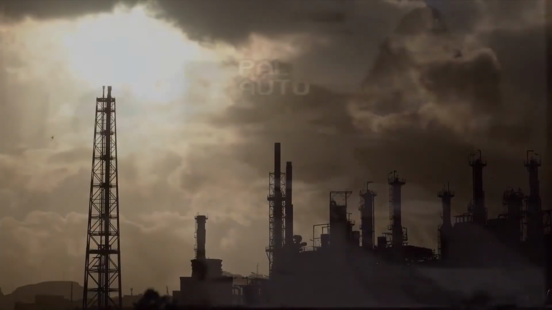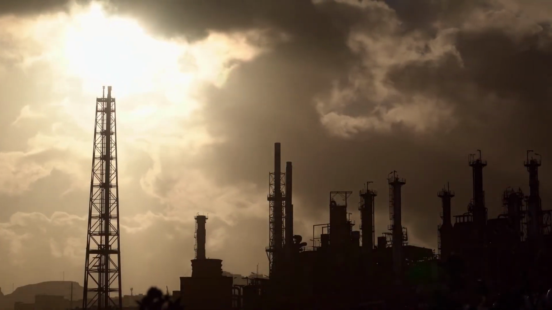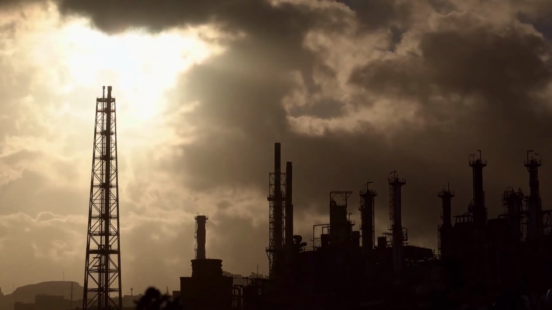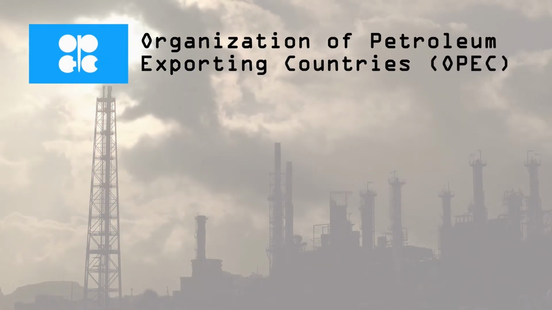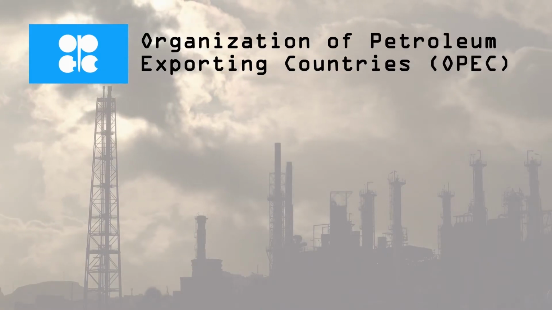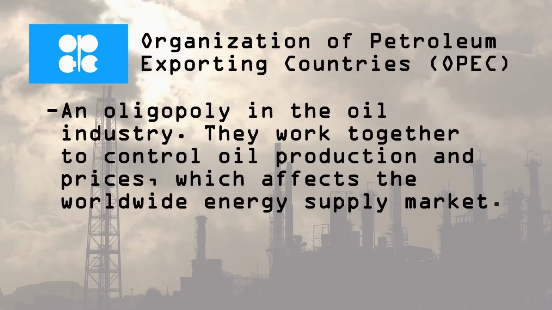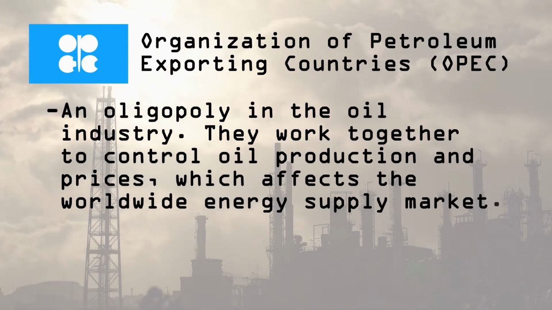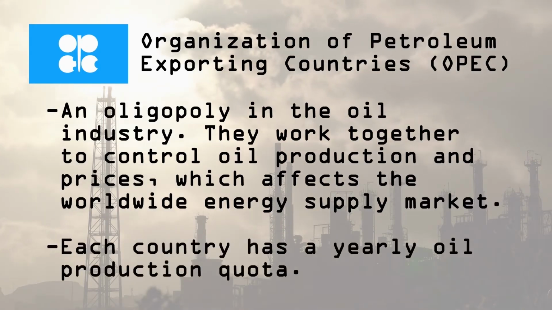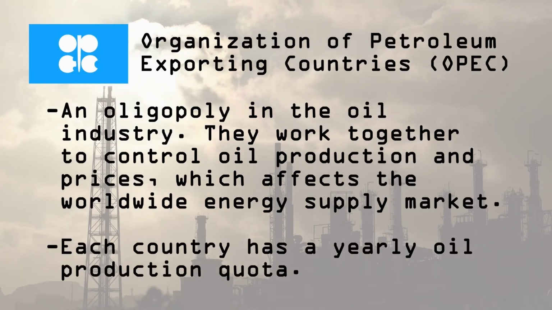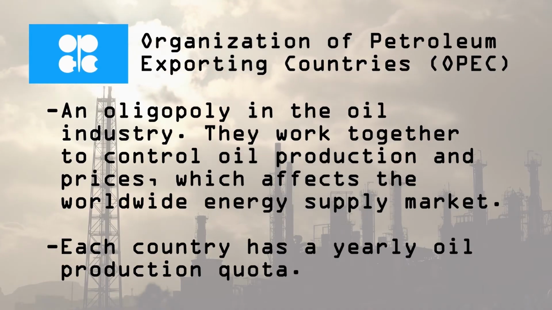Iraq desperately needed more money, and one of the ways the Iraqi government sought to do that was by selling more oil. It's important to note that Iraq was one of the founding members of the Organization of Petroleum Exporting Countries, or OPEC. OPEC is an oligopoly in the oil industry, and they work together to control oil production and prices, which affects the worldwide energy supply market. Each OPEC member agreed to a quota or limit on the oil it would produce each year.